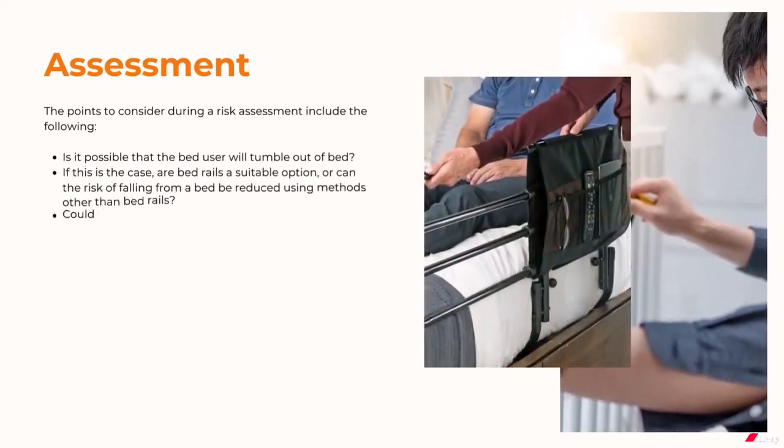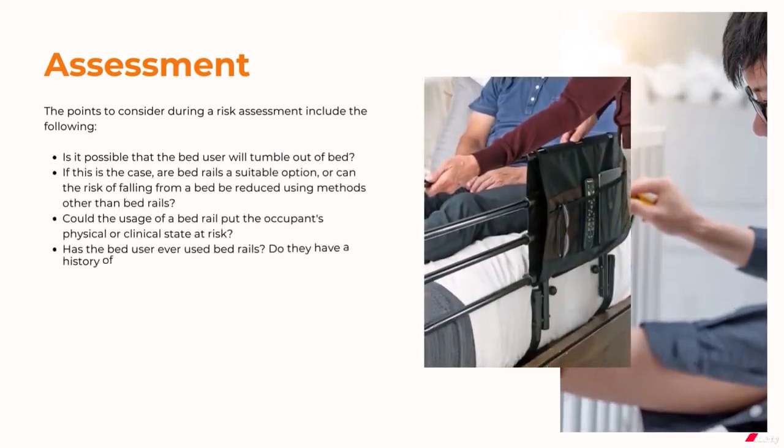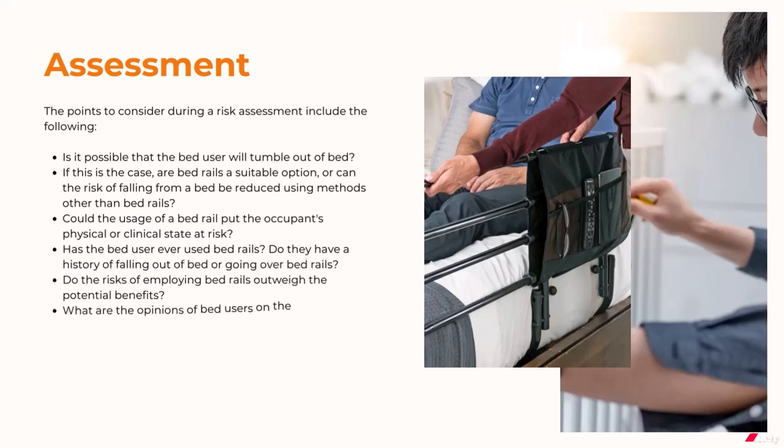Assessment. The points to consider during a risk assessment include the following. Is it possible that the bed user will tumble out of bed? If this is the case, are bed rails a suitable option, or can the risk of falling from a bed be reduced using methods other than bed rails? Could the usage of a bed rail put the occupant's physical or clinical state at risk?